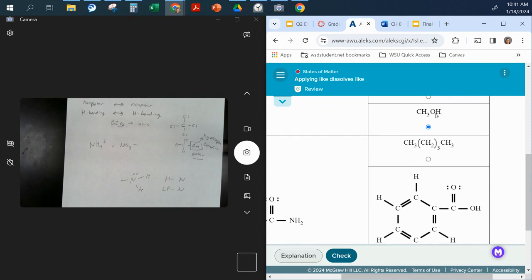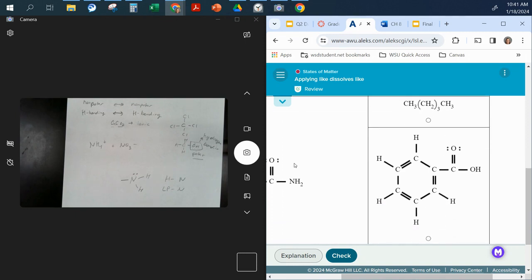So this is called, let's see, how many carbons do we have? 1, 2, this is pentane. This is just a long carbon chain. This is nonpolar. This would be a great nonpolar solvent. This is polar, also has hydrogen bonding, so I'm going to pick this molecule.